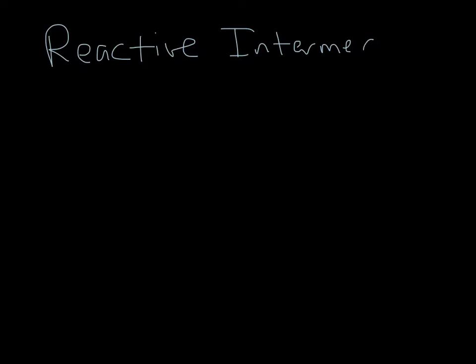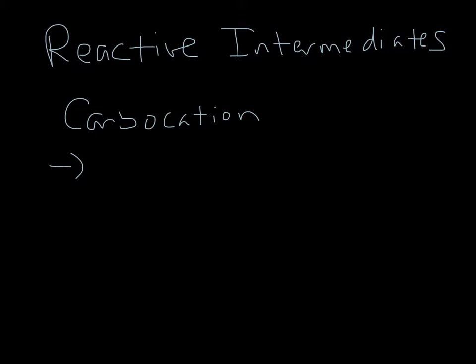In this video, we're going to look at reactive intermediates, and specifically we're going to look at carbocations. So we'll start with a carbocation. A carbocation is a carbon that has a positive charge.